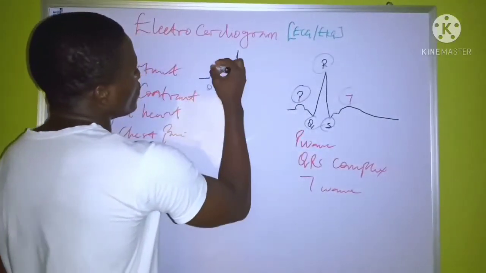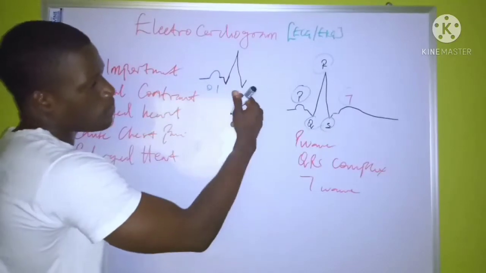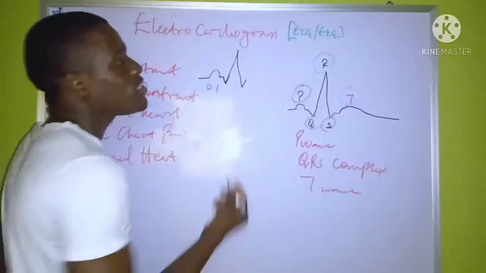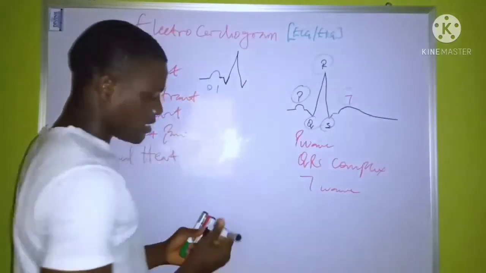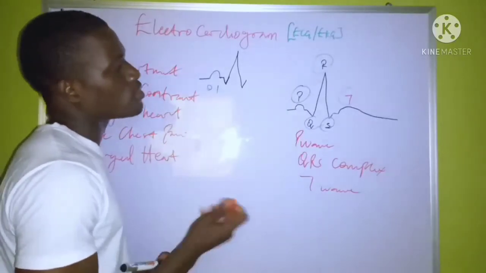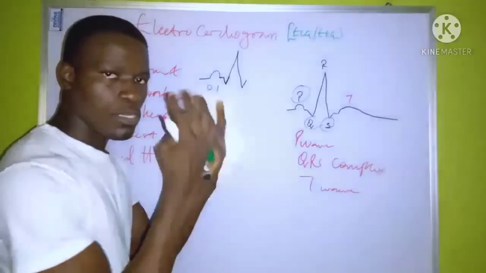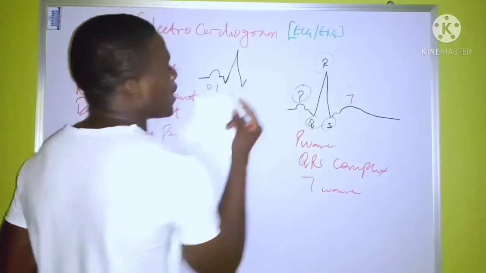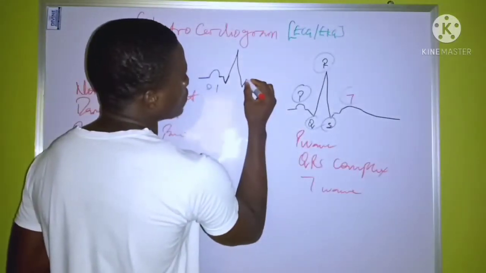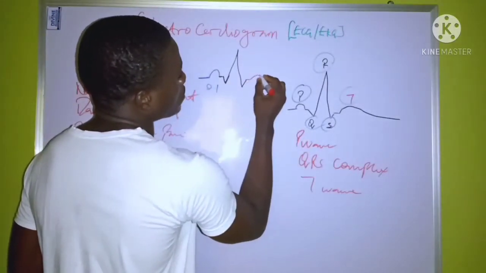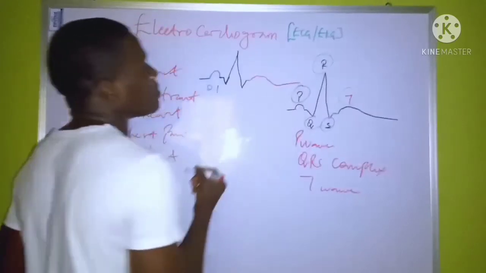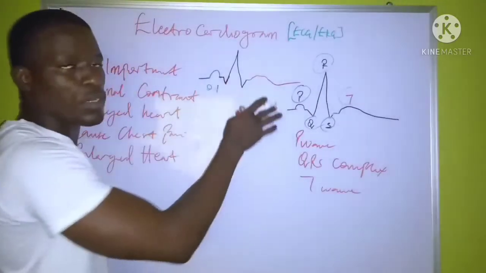So we have the P wave, the QRS complex, and lastly the T wave. Remember, we said earlier that the T wave represents what? The relaxation of the cardiac muscles. So this represents the T wave. The T wave is dome shaped, so it just goes upward and downward.